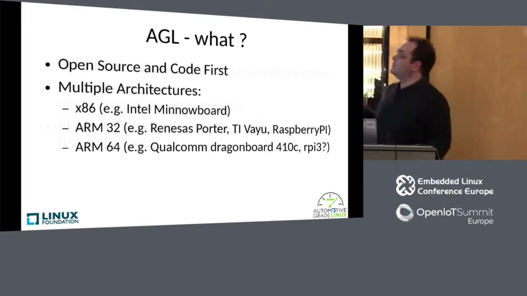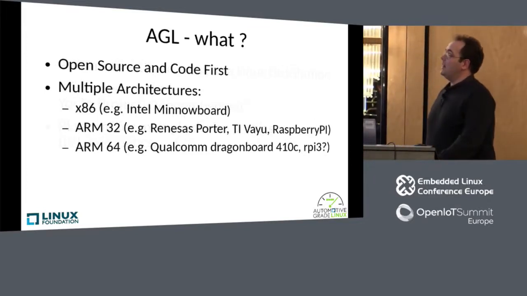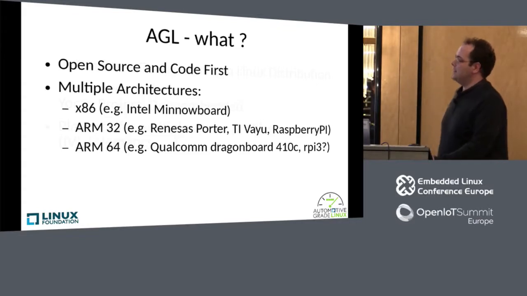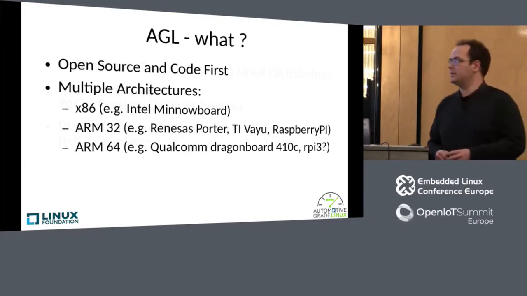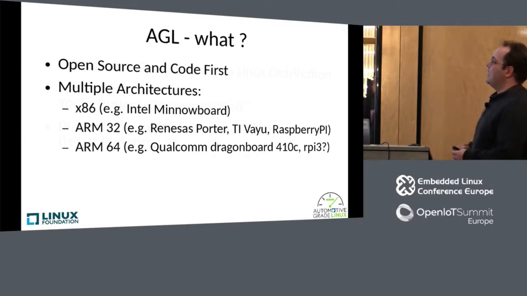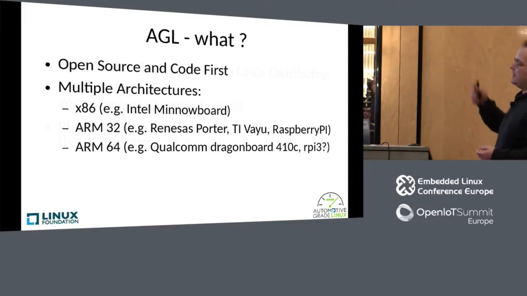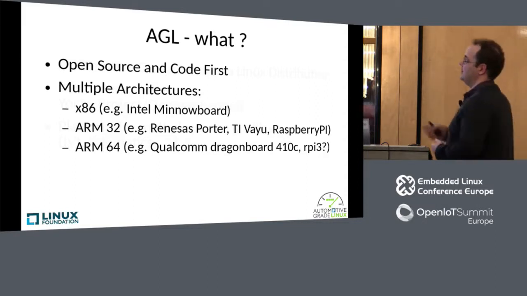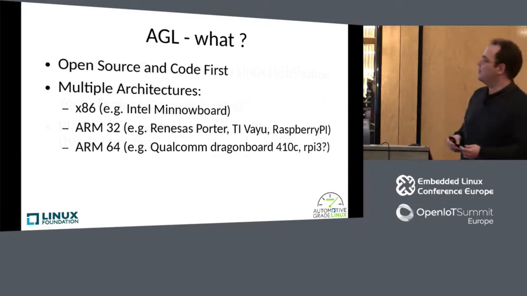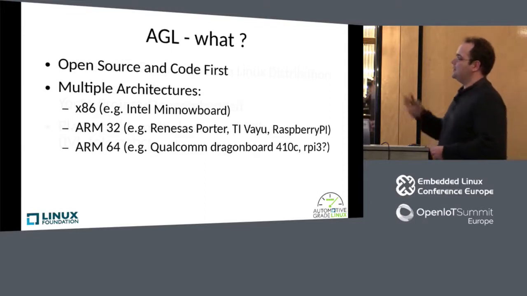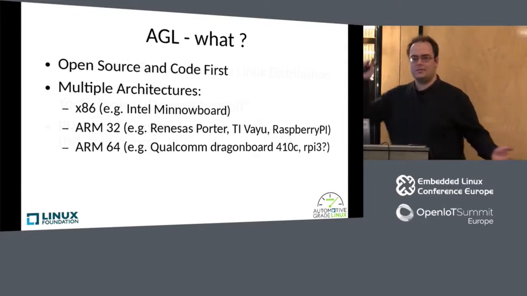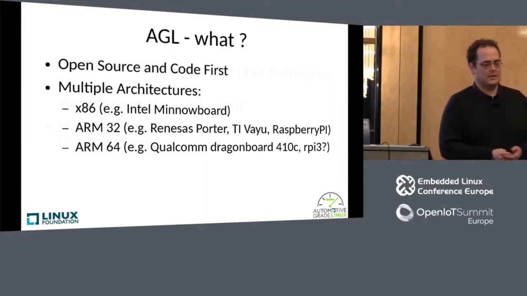Our goal is open source and code first. And we support multiple architectures: for x86, the Minnowboard is a reference platform; for ARM32, the Renesas Porter; and for ARM64, the DragonBoard is a nice candidate. And I've seen Matt Porter posted on G+ about Raspberry Pi 3 with 64-bit, so yay, that might also be an interesting target.